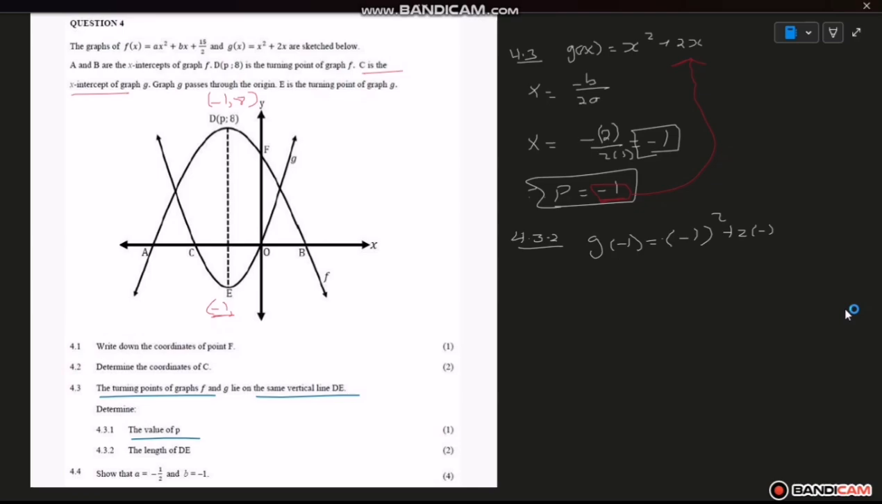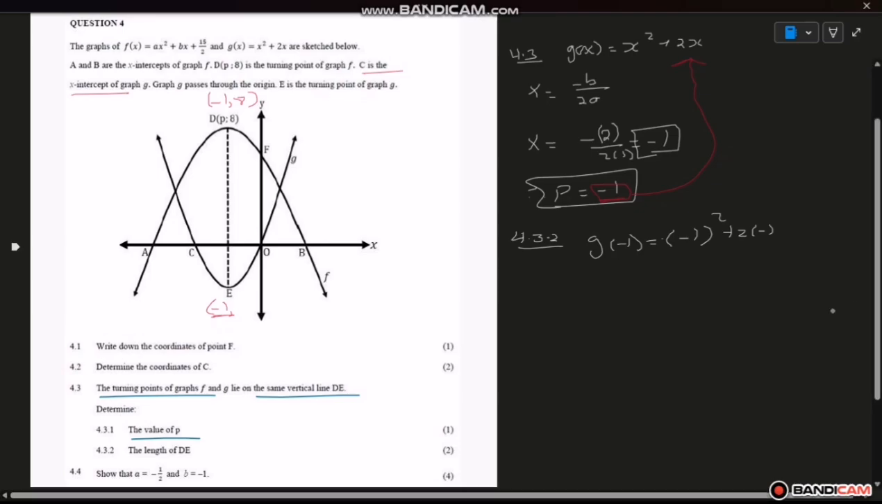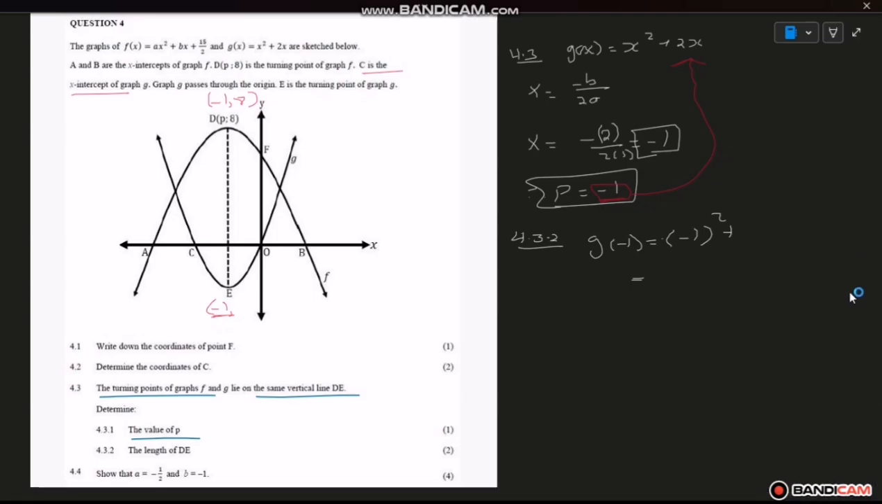So negative 1 here squared, we're going to have positive 1. What we're having here is positive 1. Here we're having negative 1 inside the bracket. Let me just erase it and write it afresh. 2 into negative 1, close bracket. Remember this for substitution. You're going to have 1 minus 2, then the answer is negative 1, meaning that the coordinates of E is 1, negative 1.